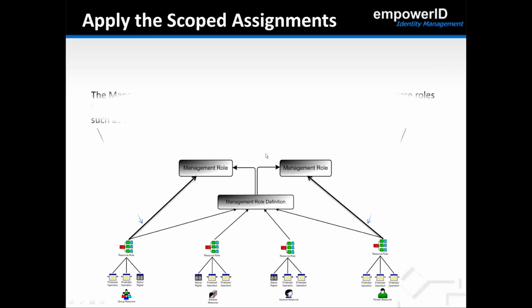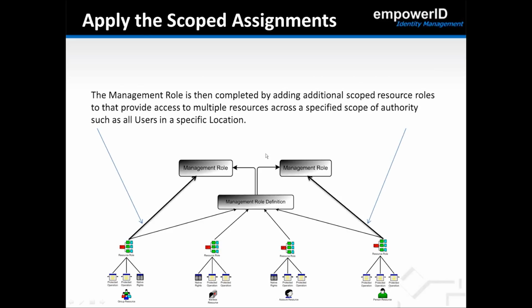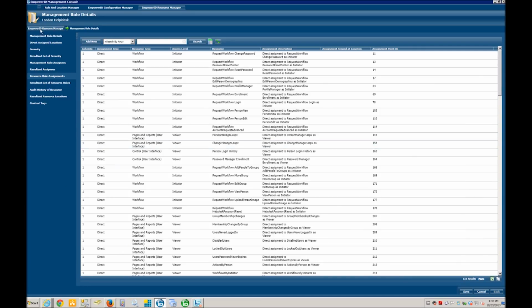So once we have our management roles established, then we complete the management role by adding any additional scoped resource roles to provide access to the multiple resources across a specified scope of authority, such as all users in a specific location. Now, if we go back to the example we were looking at in our system, we've got our London help desk that we created.